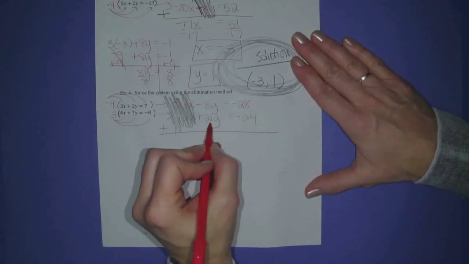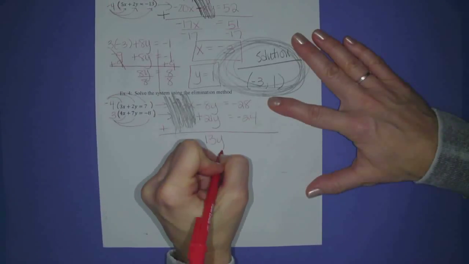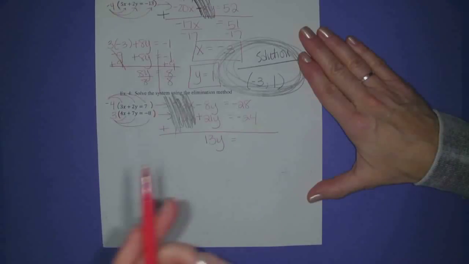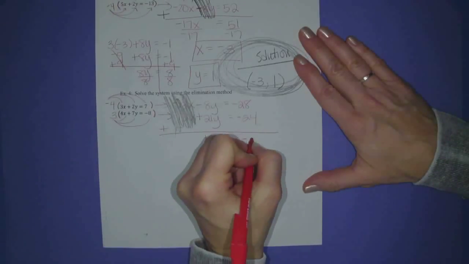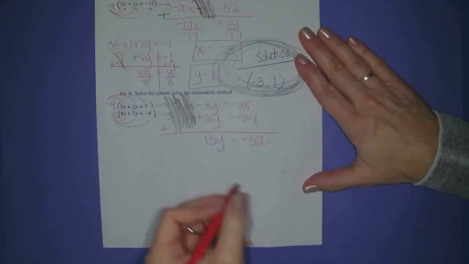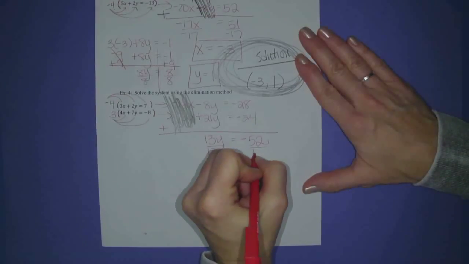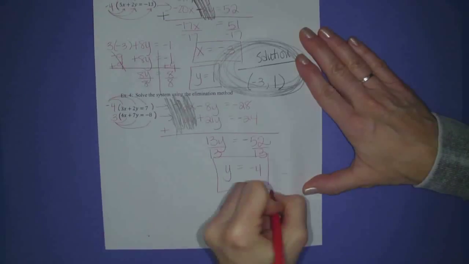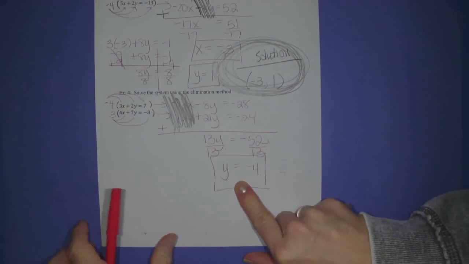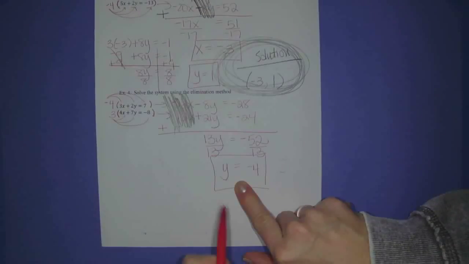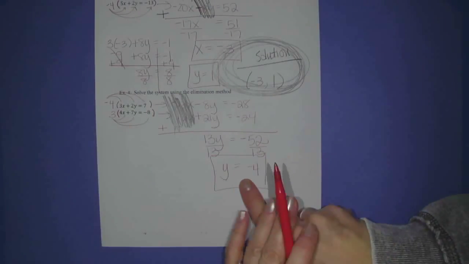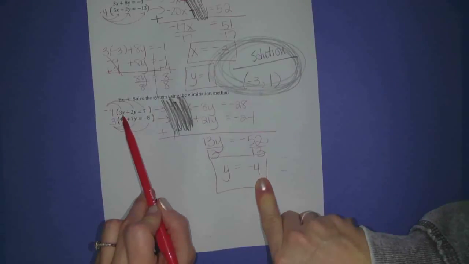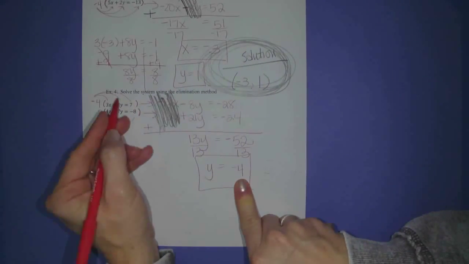Negative 8y plus 21y is 13y. And negative 28 plus negative 24 is negative 52. We divide both sides by 13, and we get y equals negative 4. Check it out. It's the first time we got y first. Every other example, we actually found x first. This is the first time we found y. So be careful when you go to substitute negative 4 into the first equation. Make sure you're replacing y, not x.